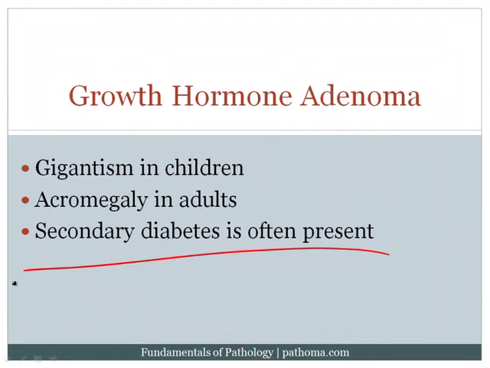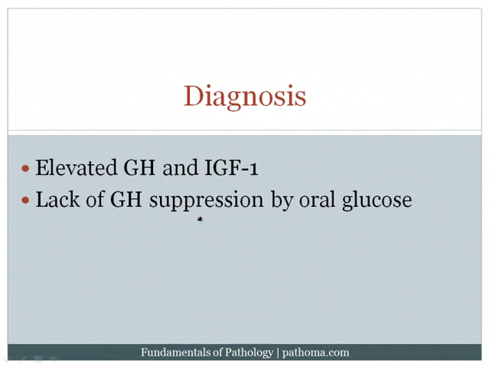Recall from physiology that growth hormone decreases glucose uptake into cells, and so therefore if there's a lot of growth hormone around, glucose will not be taken up by cells, and secondary diabetes will develop. The diagnosis of growth hormone adenoma is made by looking at elevated growth hormone levels and elevated insulin-like growth factor levels. Recall that one of the effects of growth hormone is to go to the liver and cause increased production of insulin-like growth factor, and it's actually the insulin-like growth factor that mediates the growth of tissues.